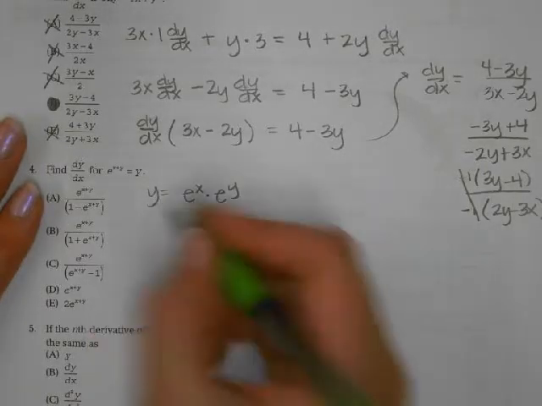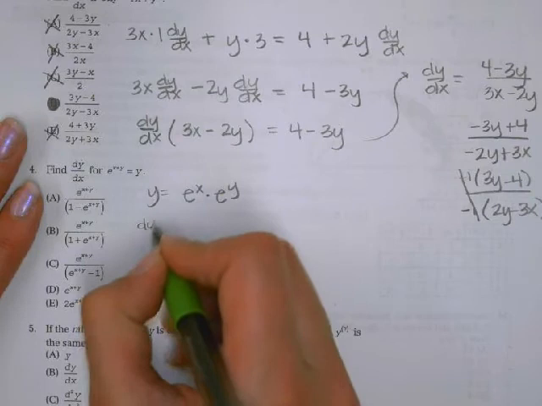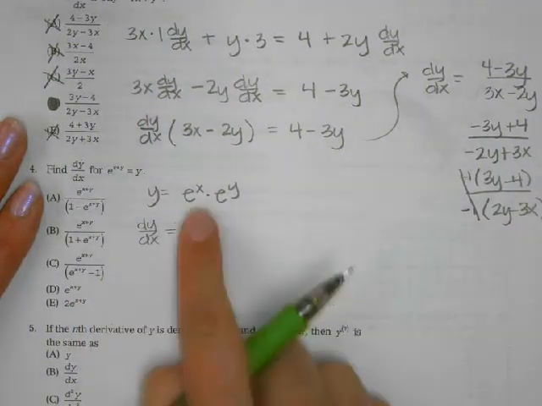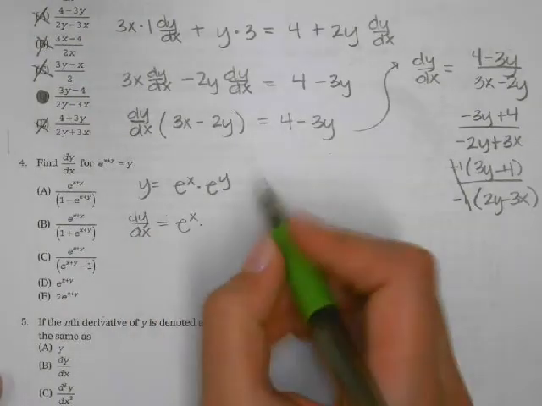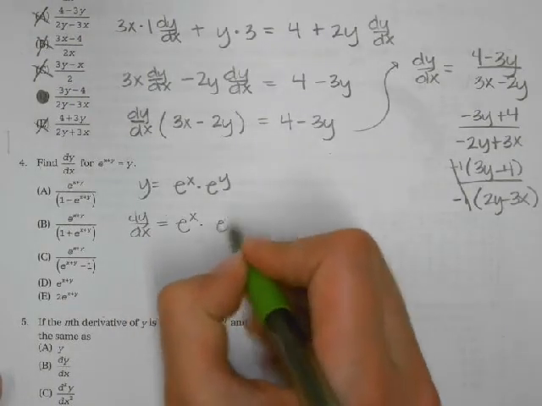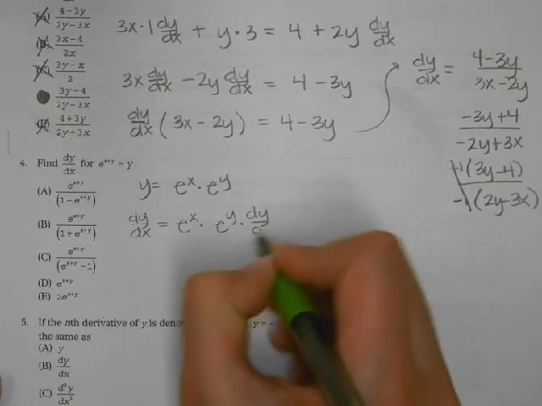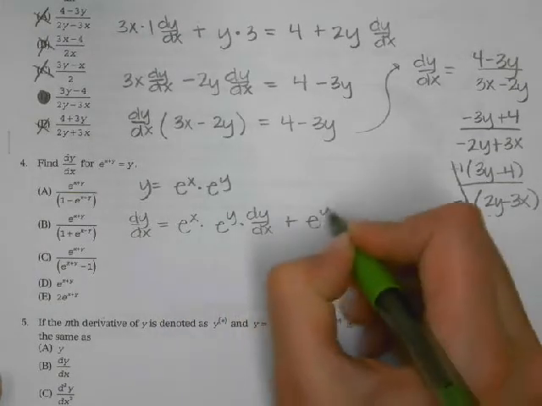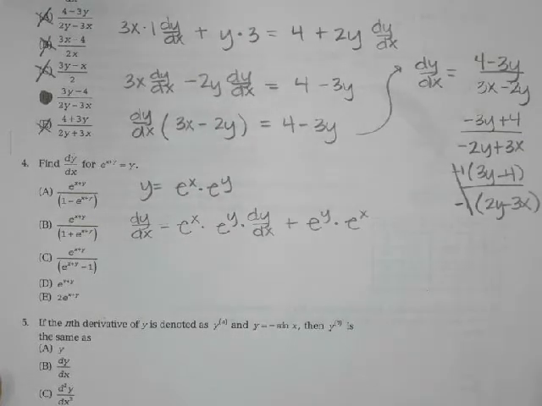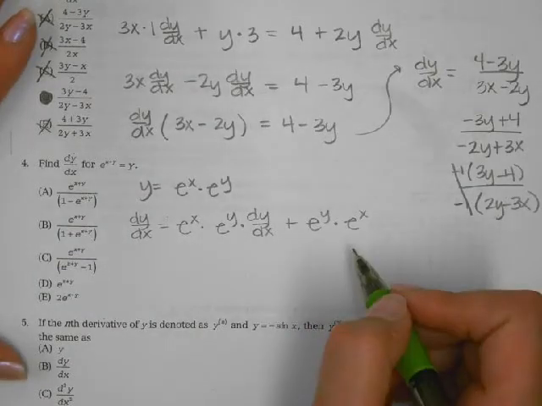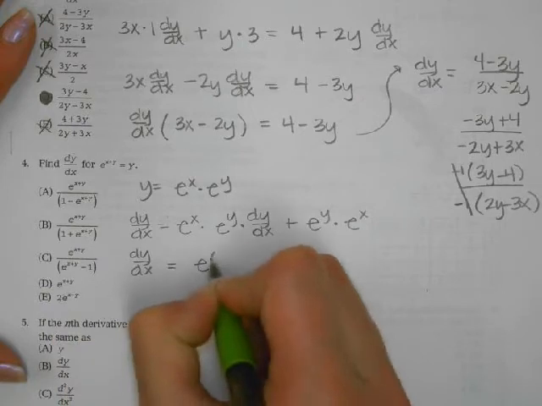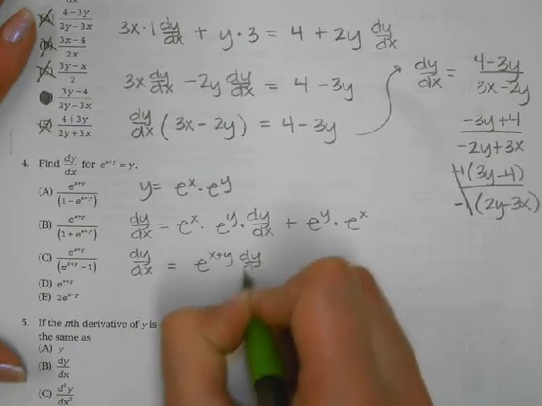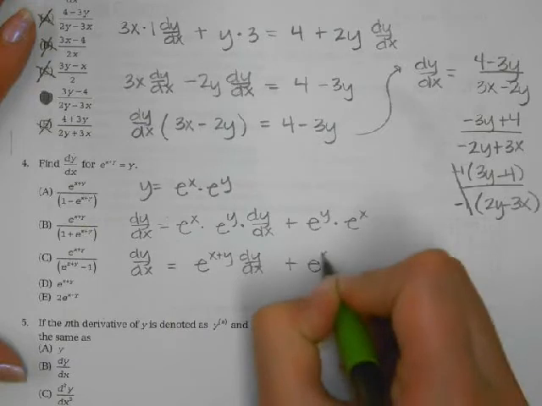So here I set it up. So the derivative of y is dy/dx. And then this made it so I was doing a product rule. So I did the first times the derivative of the second. So the derivative of the second one is just e to the y times dy/dx. Plus the second times the derivative of the first. And the derivative of e to the x is still just e to the x. And then I went ahead and I just rewrote these. So I have dy/dx equals e to the x plus y times dy/dx plus e to the x plus y.